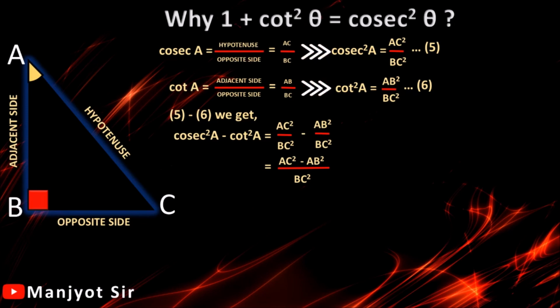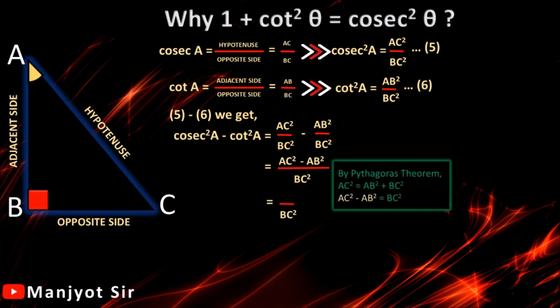If you apply Pythagoras, you will get AC square is equal to AB square plus BC square, and if you shift AB square to the other side, we'll get the value of AC square minus AB square as BC square. So instead of AC square minus AB square, you can write BC square. Now it is very simple. We'll just cancel BC square and BC square and we're left with 1. So if we write the LHS, almost our proof is done.